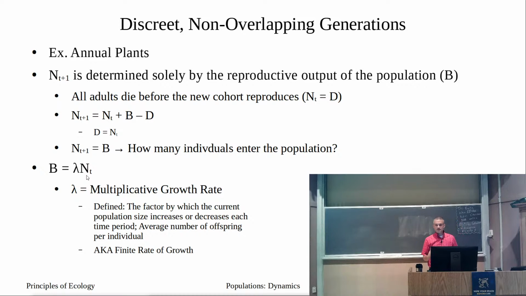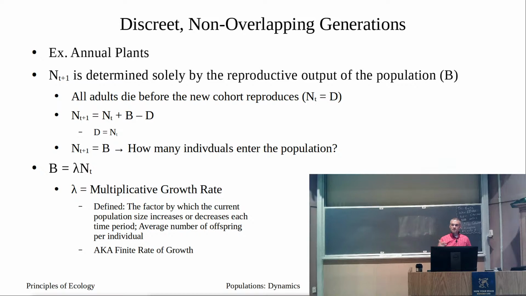So n sub t is our current population size. We need to know how many individuals are there and reproducing. And then we have this lambda term, which tells us how many offspring are produced per individual on average. This is the multiplicative growth rate. So lambda is our multiplicative growth rate. It's defined as the factor by which the current population size increases or decreases each time period.